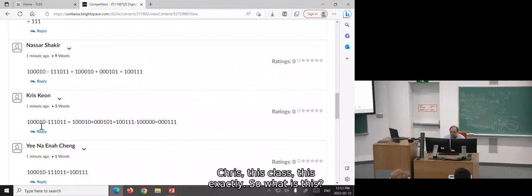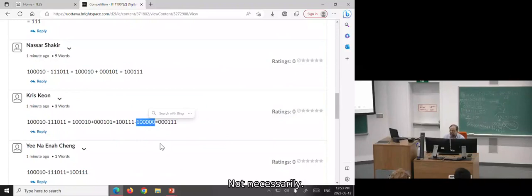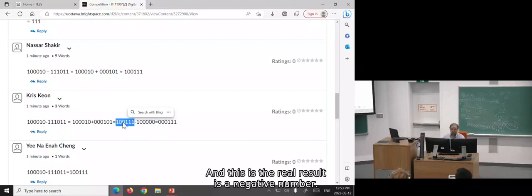Chris, this plus this, exactly. Then you calculate the, no, you did something not necessary. We wanted to make it in 2's complement. So this is the result, actually. And this is the real result. This is a negative number. If you 2's complement this, you could find out what would be the real number.